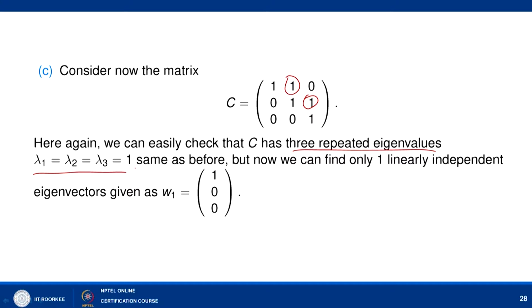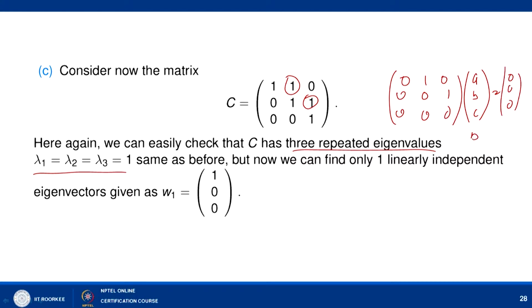But if you want to find the eigenvector corresponding to lambda 1 equal to 1, then we have the matrix 0 1 0, 0 0 1, 0 0 0 acting on (a, b, c) to give 0 0 0. So here the condition is that b equal to 0 and c equal to 0. So b equal to 0 and c equal to 0 is fixed, so only one eigenvector is possible, that is 1 0 0.